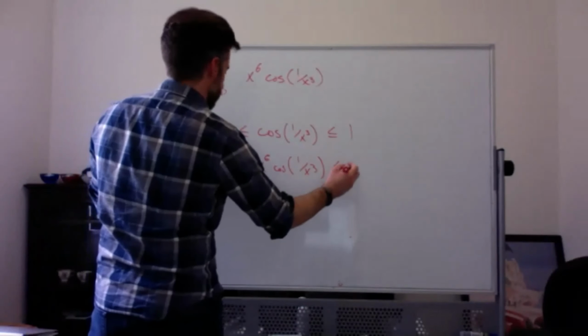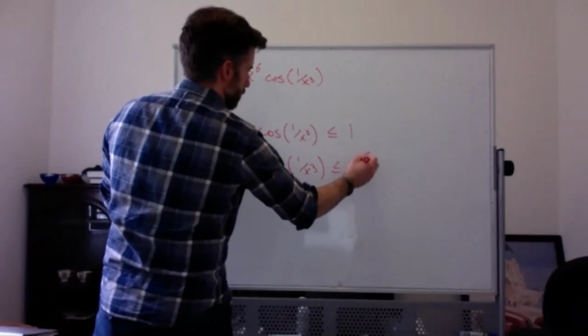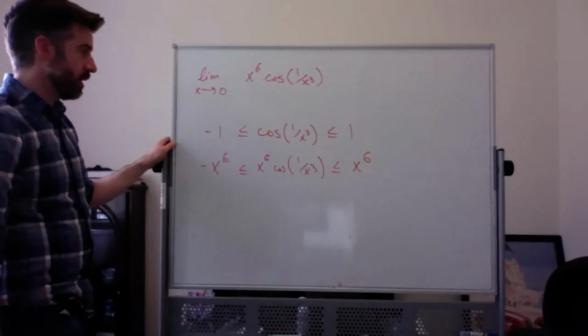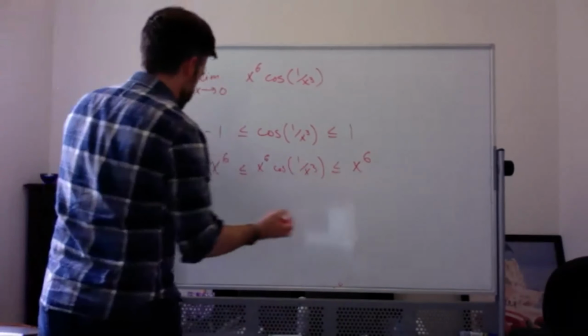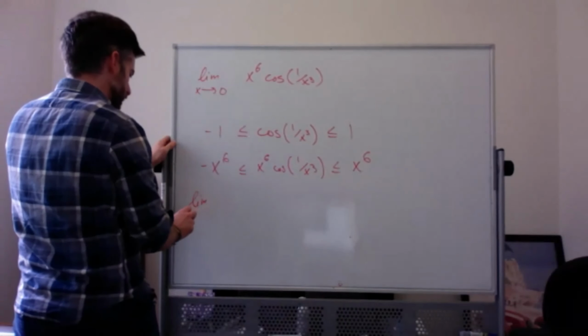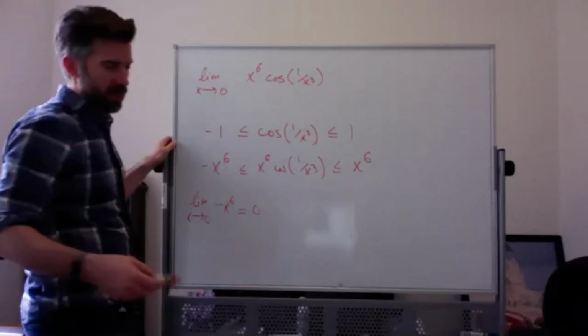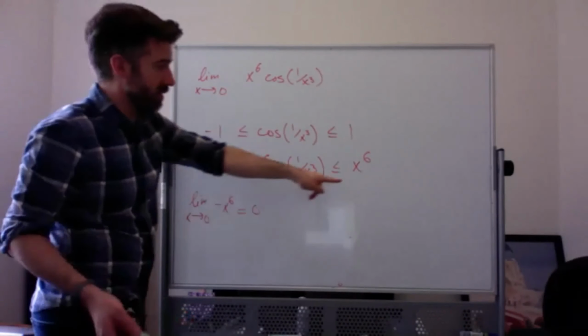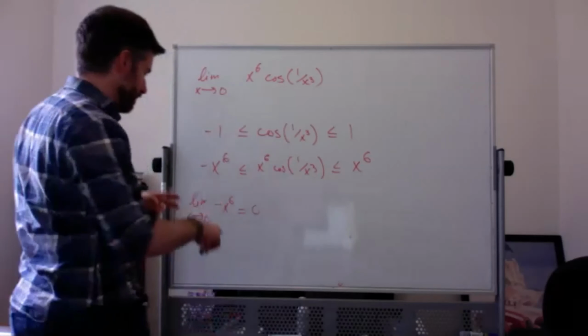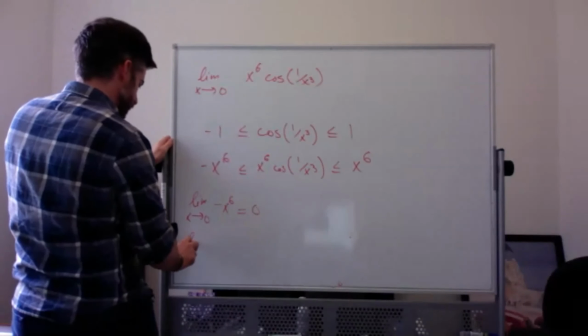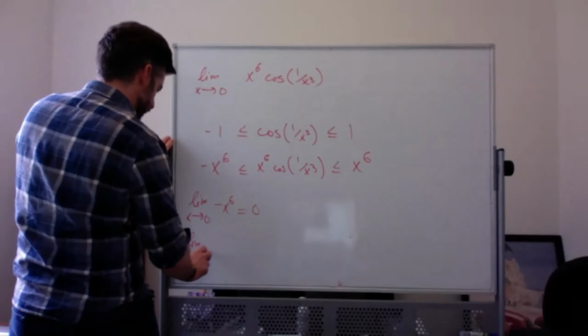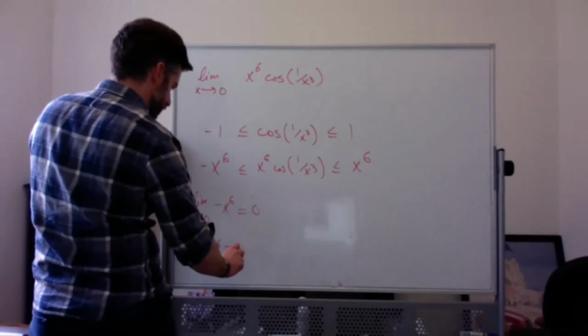Less than or equal to 1 times x to the 6th. All right, and then we take the limit of the outer parts. Just like before, the limit as x goes to 0 of -x to the 6th, and the limit of this side, are going to be the same. The limit of this side is 0. The limit as x goes to 0 of positive x to the 6th is equal to 0.